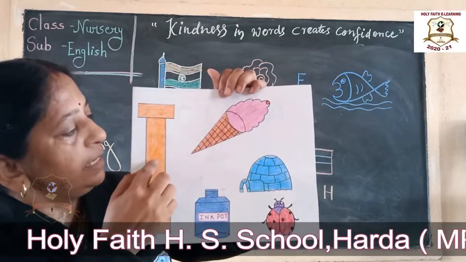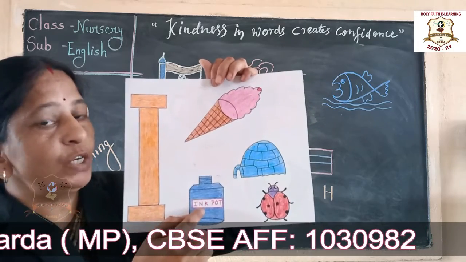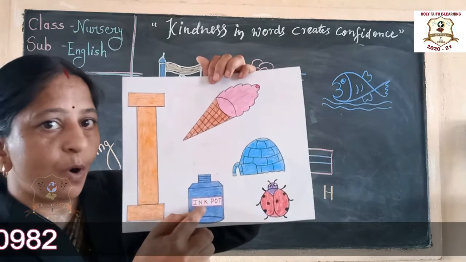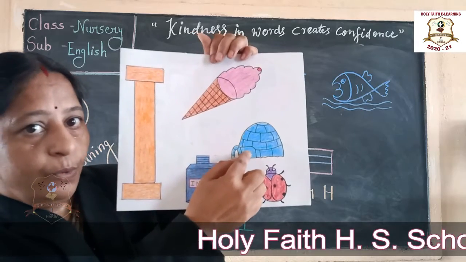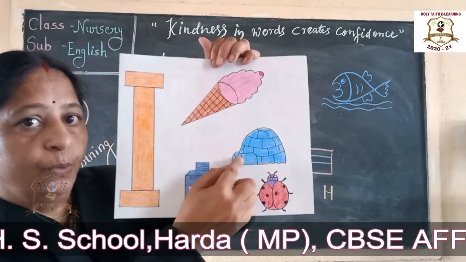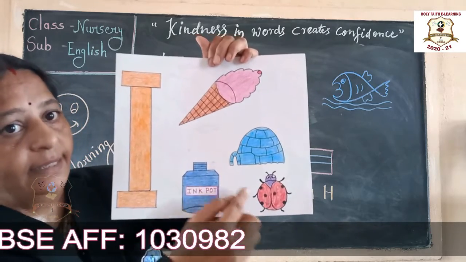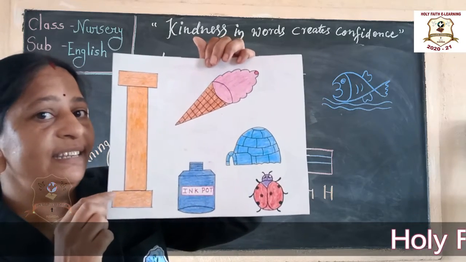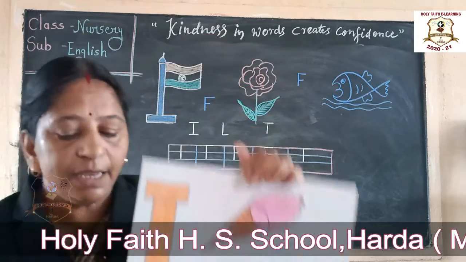Say loud. E. Ink pot. Very good. Say loud, beta. E. Igloo. E. Insect. So which letter is this? I. And sound of I is E.